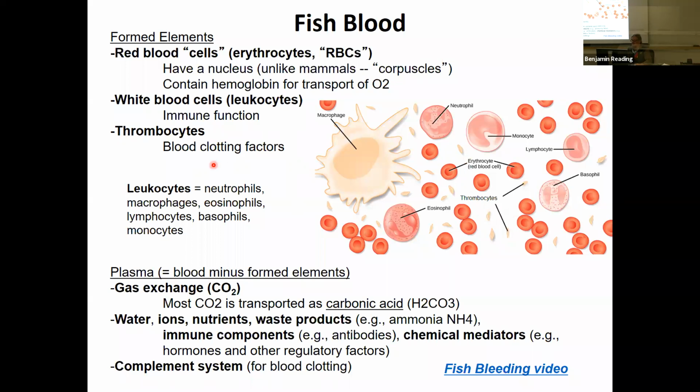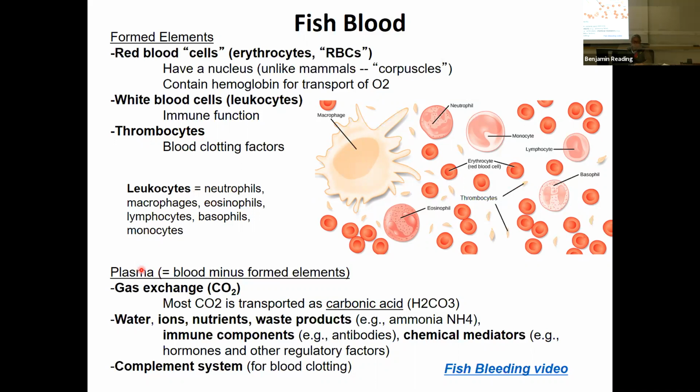And these things contain clotting factors so that when this fish is damaged, for instance, and its blood is exposed to the environment, they allow a clot to form so the fish doesn't bleed to death. So they're clotting factors, just like the platelets in your blood. So very similar. So we just call them thrombocytes. We do not call them platelets because, again, these are actually cells.